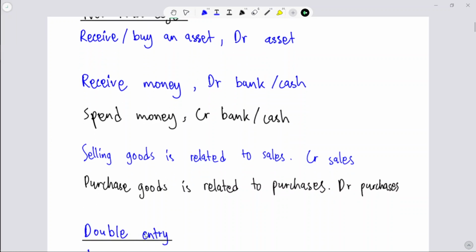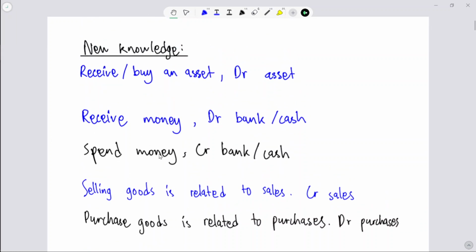Today we will talk about double entry. If you receive or buy an asset, we debit asset. Receive money, debit bank or cash. Spend money, credit bank or cash.